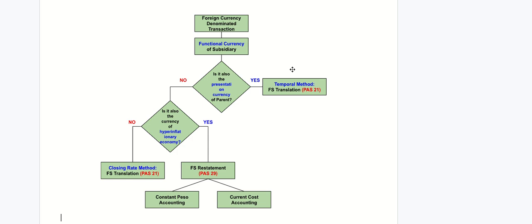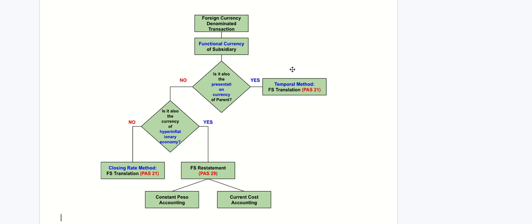So here we can see that foreign currency transaction deals with entities dealing with transactions outside its presentation currency. So it can also involve a parent-subsidiary relationship where the subsidiary reports in another functional currency. So in this example, the functional currency of the subsidiary. So the next question to ask is, is it also the presentation currency of its parent?